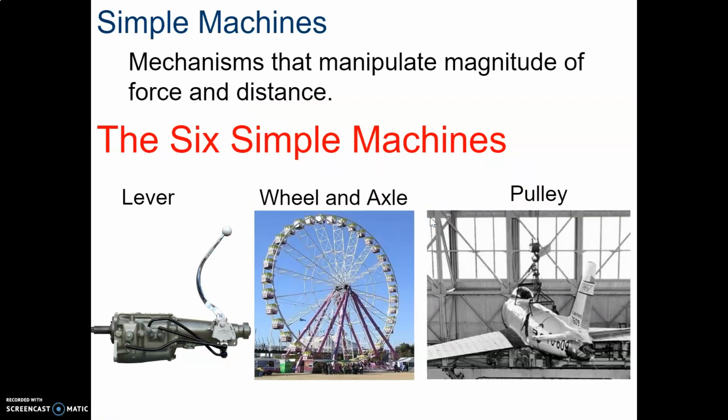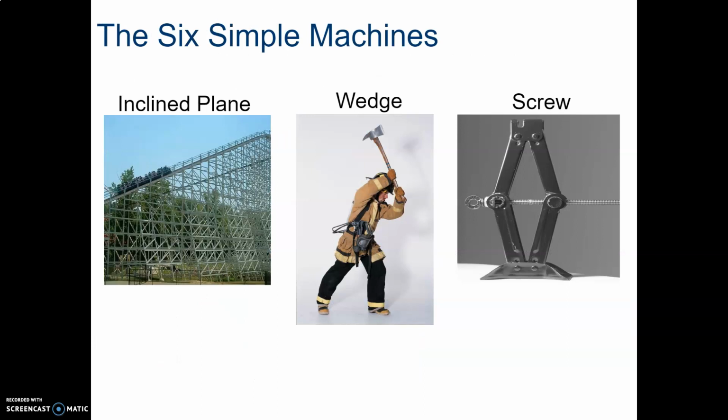So here are three of the six simple machines that we're going to be checking out here. We have a lever, wheel and axle, and a pulley. The basic job that they do is they multiply force and distance. You can change the magnitude of force and distance and create a system to do what you want it to do. The other three simple machines are the inclined plane, the wedge, and the screw.